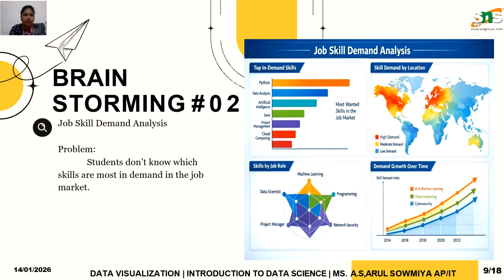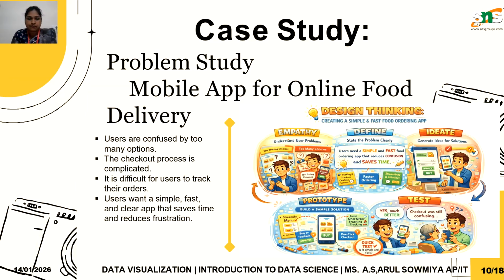So this is brainstorming question two, a job skill demand analysis. The problem is students don't know which skills are most in demand in the job market. Using these graphs, we can get which job skills are demanded here, like top in-demand skills, skills demanded by location, demand growth over time, and skills by job roles.